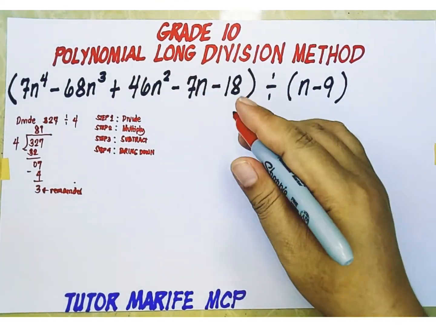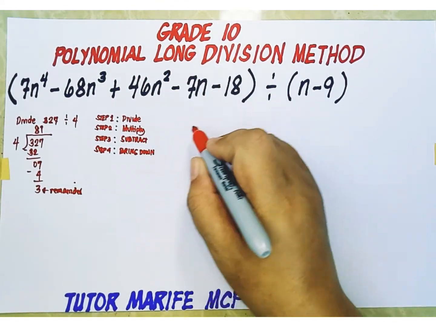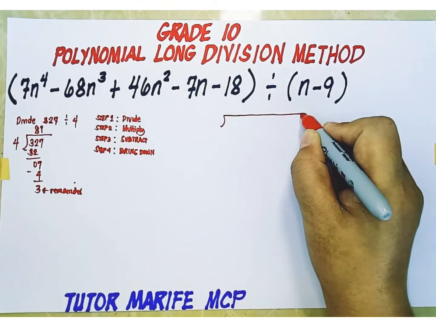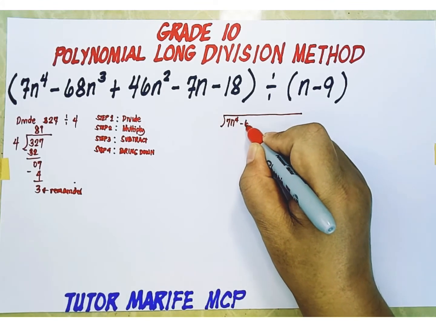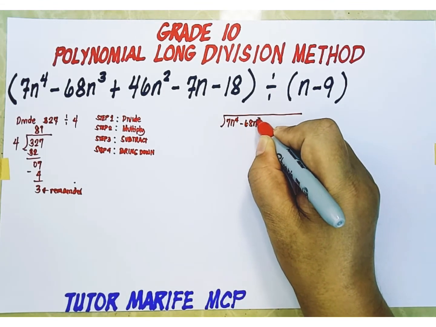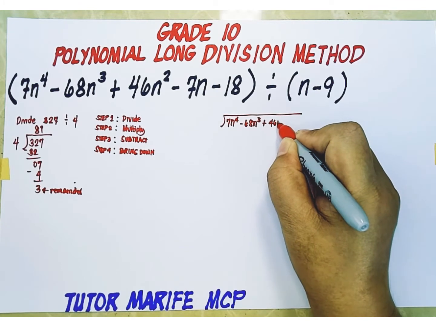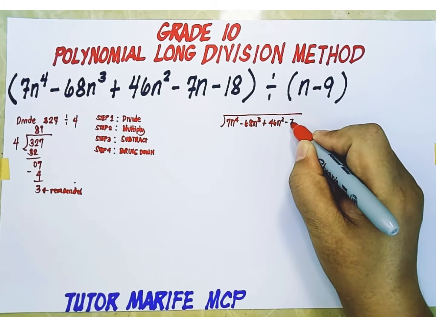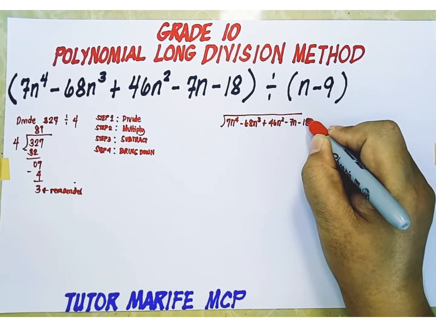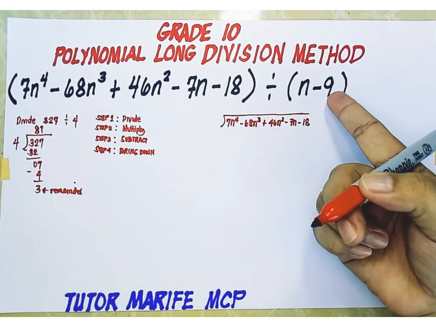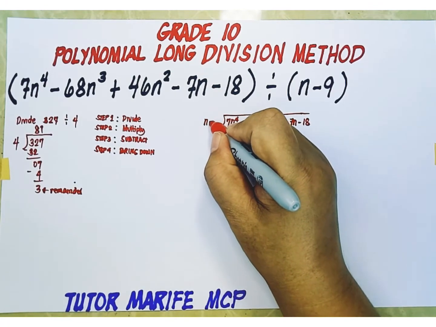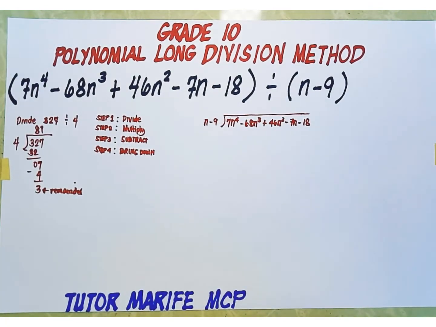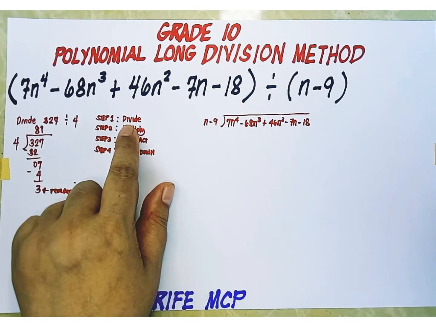So, dividend should be placed inside the long division bar. 7n raised to 4 minus 68n cubed plus 46n squared minus 7n minus 18. Divisors should be placed outside the long division bar and n minus 9. So what's our first step? Our first step is to divide.